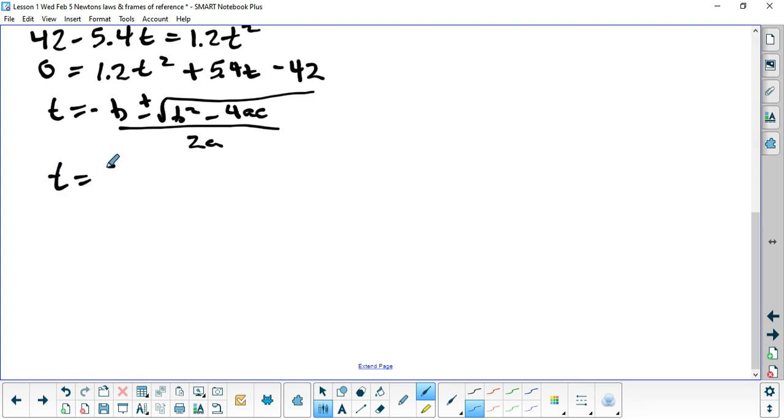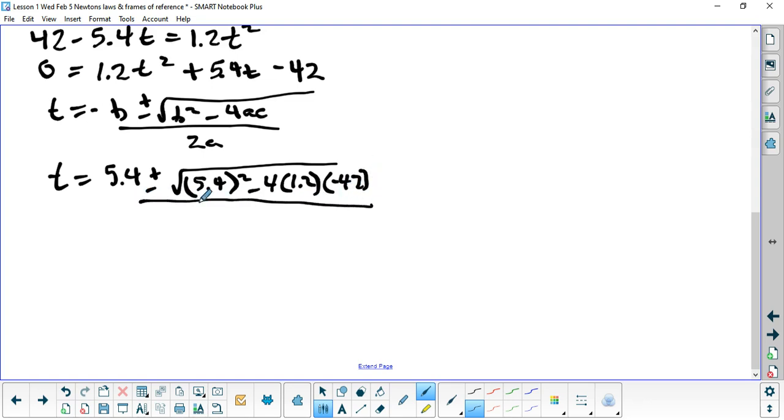So b would be 5.4, plus or minus the square root of 5.4 squared, minus 4 times 1.2 times negative 42, all divided by 2a, 1.2. Now you put this into your calculator and you'll notice you're going to get two answers. My first answer will be 4.1. I only get 2 sig figs, so look at all those numbers.